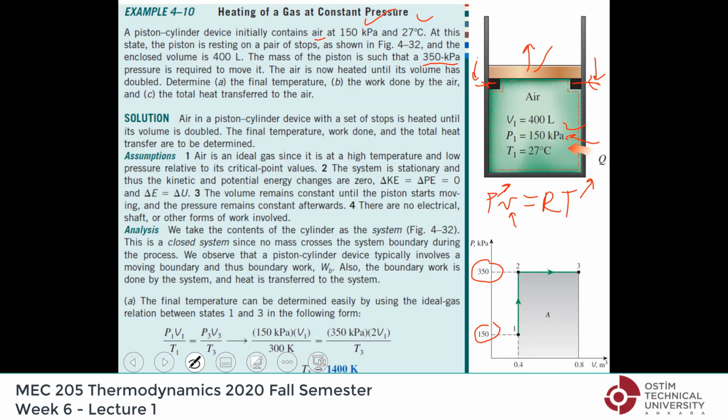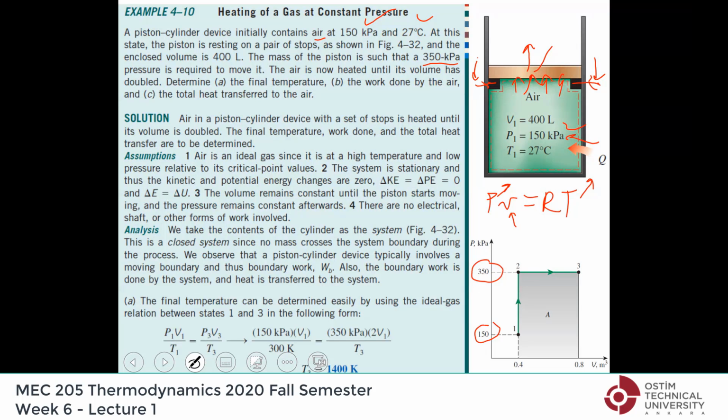Because if it doesn't, then the pressure next will be like 351, which is higher than the pressure needed to raise it. So it will have to go up because now there is a net force exerted by air on the piston there.